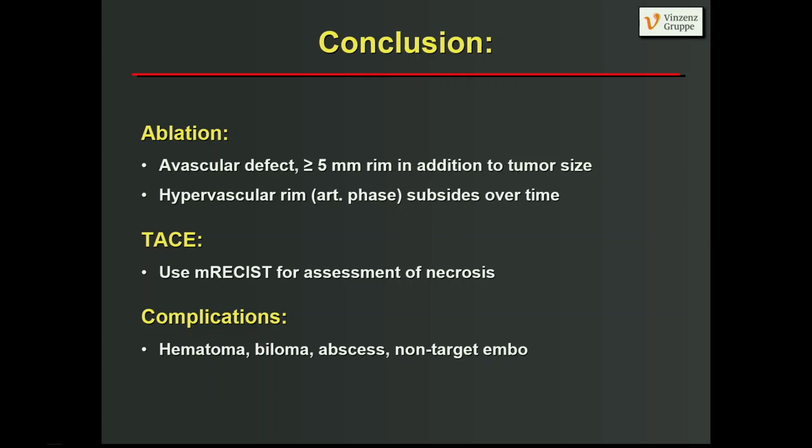With chemoembolization, always use mRECIST for assessment of necrosis, because RECIST really doesn't take into account how you deal with all the necrosis versus the viable tumor, which is still present. And then you should also be aware of the imaging features of the complications such as hematoma, biloma, abscess, or non-target embolization.